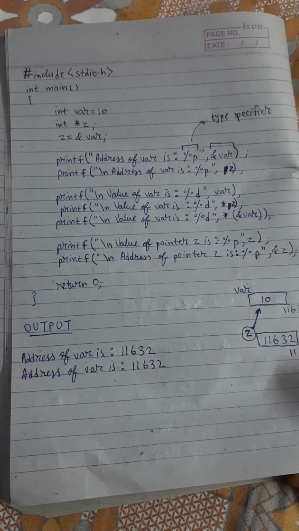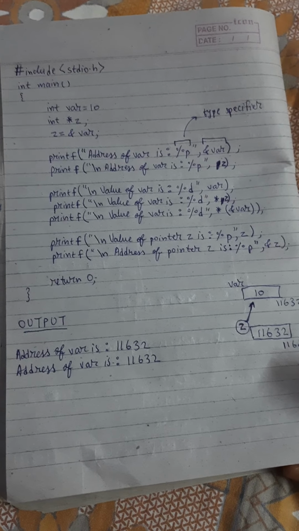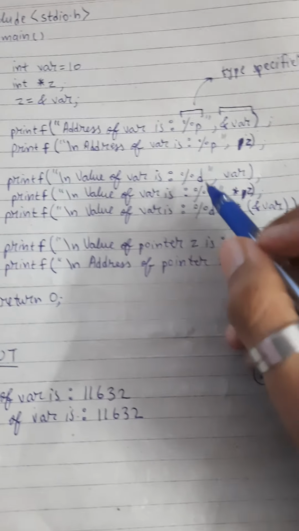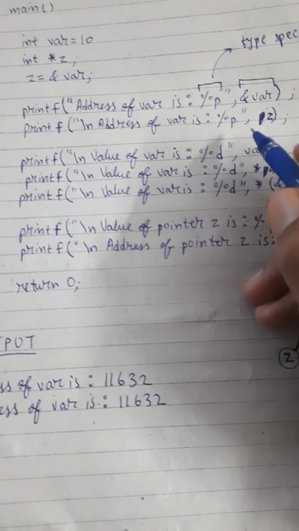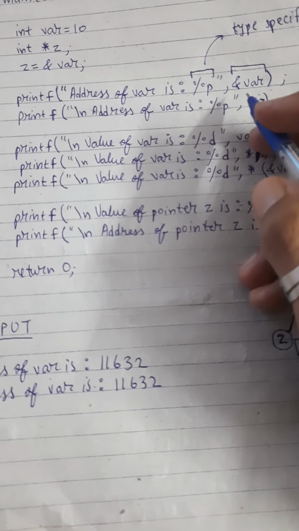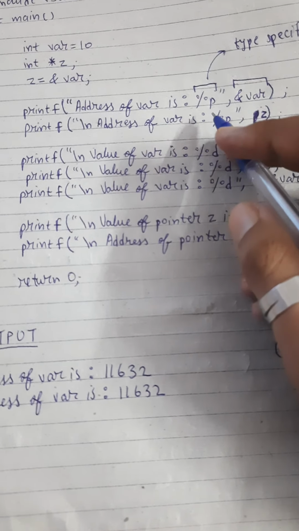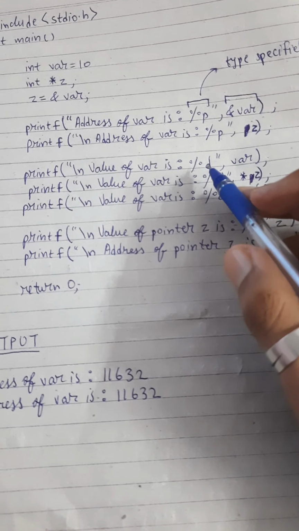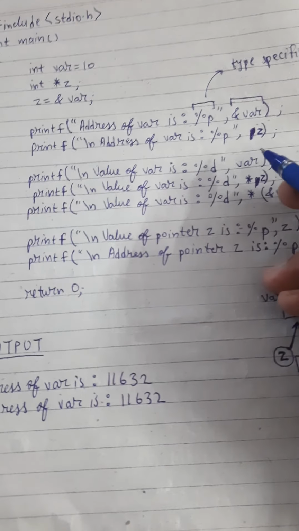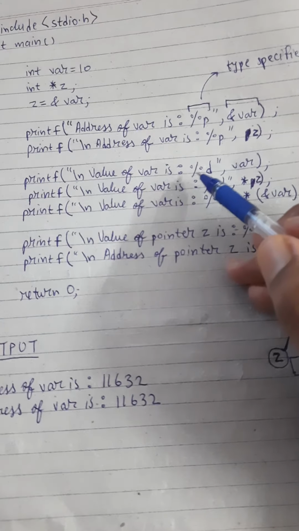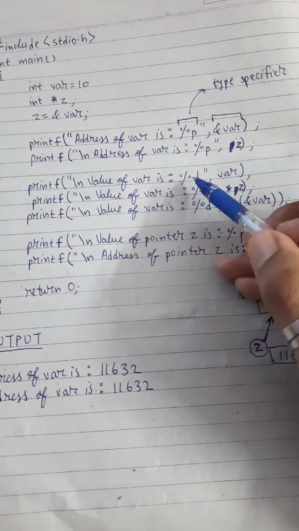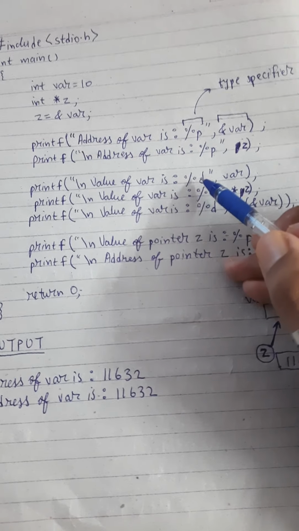Now moving on to the third printf statement. Here what is it? This is similar. As I have mentioned, if you want to print an address, the type specifier should be %p, and if it's a normal value, the type specifier will be %d or %f according to the value. If it is an integer, we write %d, or if it is a floating point or decimal value, we write %f. That will vary accordingly.